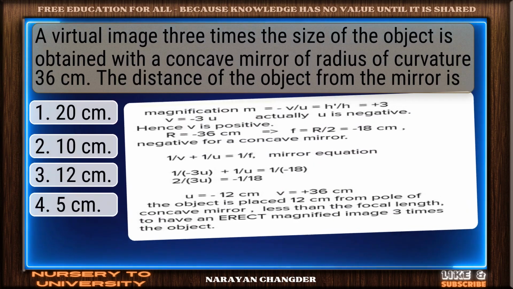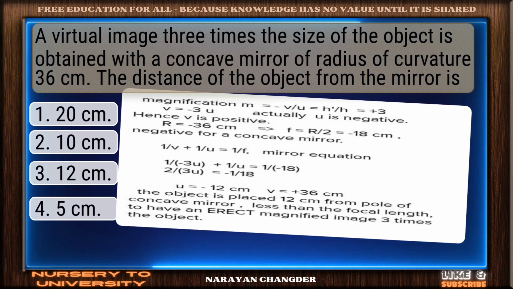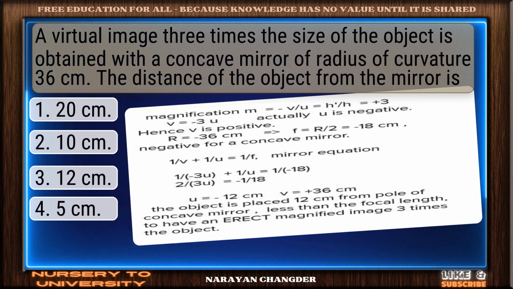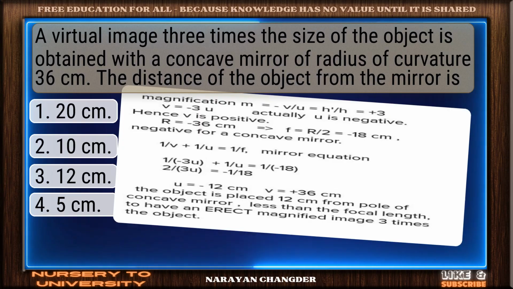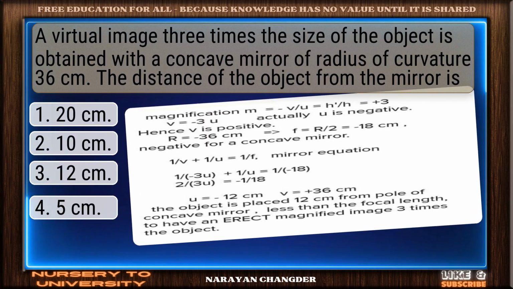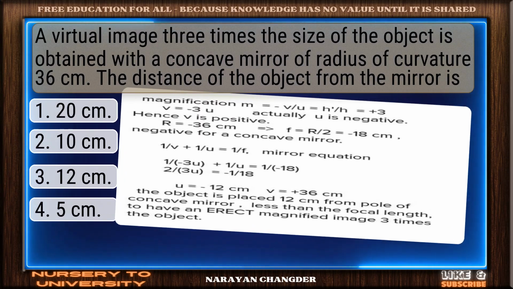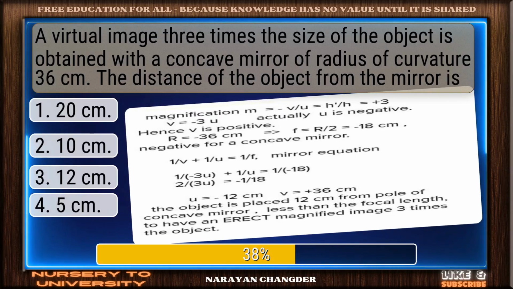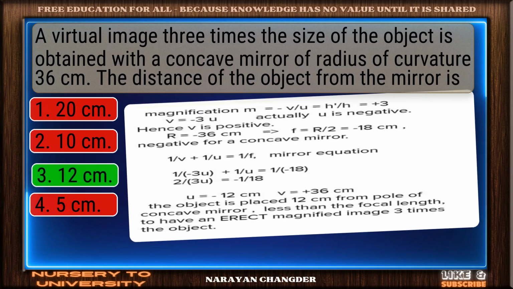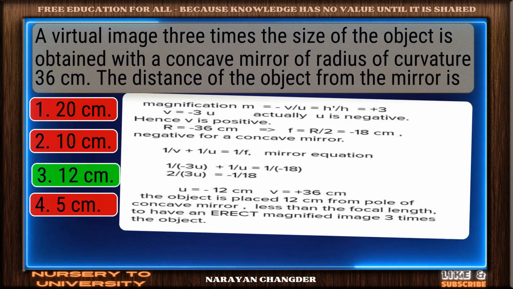A virtual image 3 times the size of the object is obtained with a concave mirror of radius of curvature 36 cm. The distance of the object from the mirror is... Good thinking. 12 cm is the right answer.